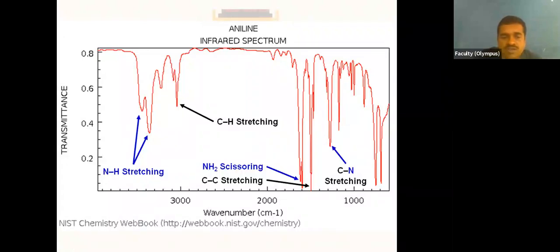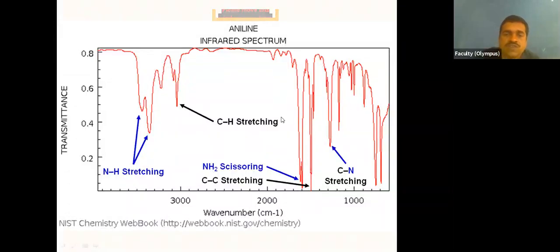And on the x-axis we take wave numbers. This is the wave number scale, 3000, 2000, 1000. And one more peculiarity, one more typical character of this infrared spectrum: on the x-axis, we are not taking a linear scale. We are not taking a linear scale for wave numbers.